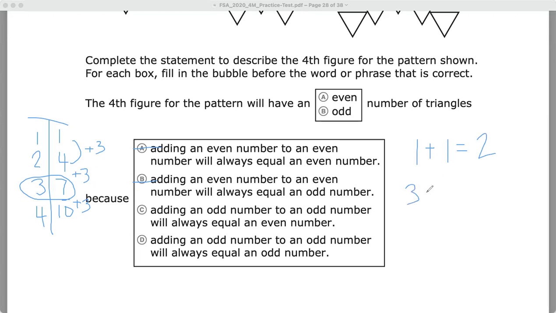How about 3 plus 5? Those are 2 odd numbers. And that equals 8. That's an even number. So odd plus odd equals even. So adding an odd number to an odd number always gives you an even number. So C would be the correct answer.